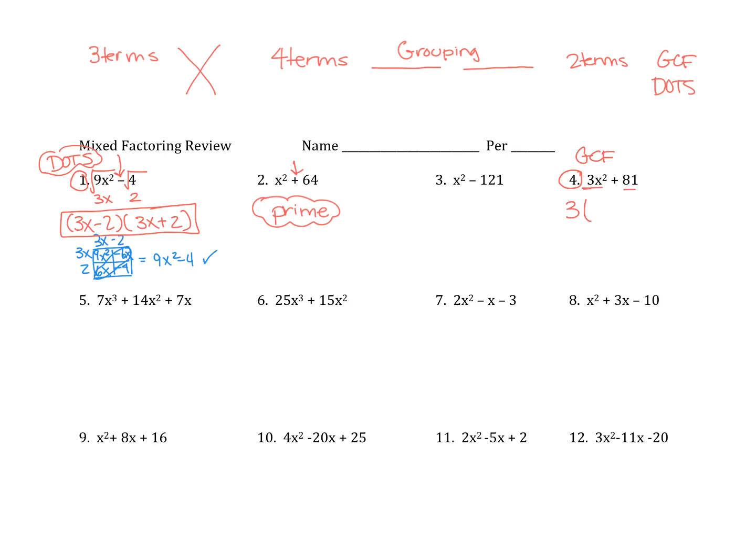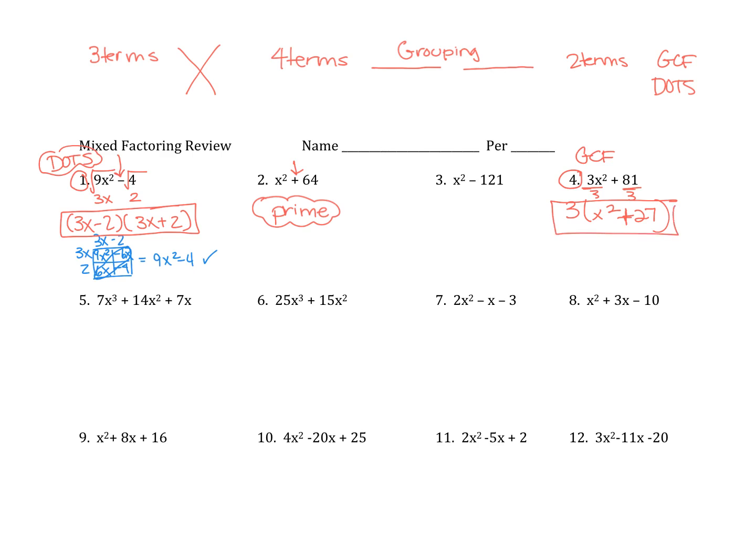I'm going to divide it out of both terms, and I'm going to get 3 times x squared plus 27. There's nothing else to do with the x squared plus 27. It's not the difference of two squares. It's finished. This would be my answer. So let's take a look at number 5.